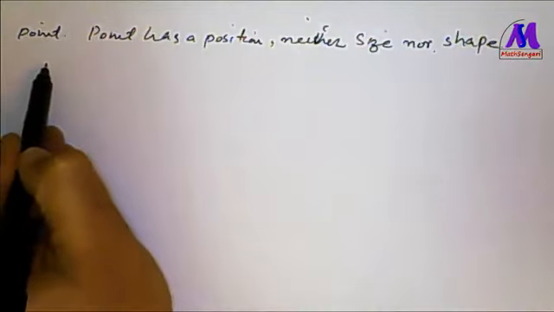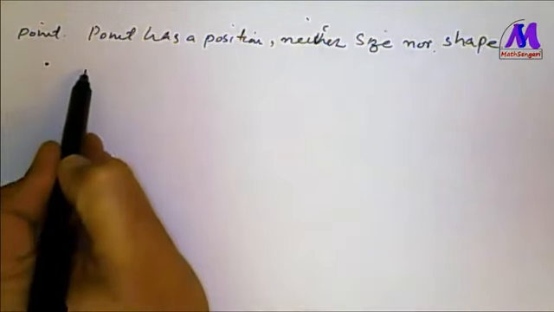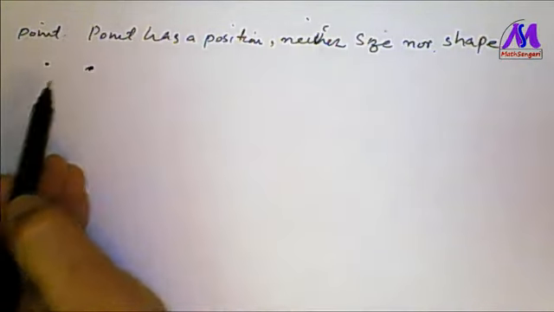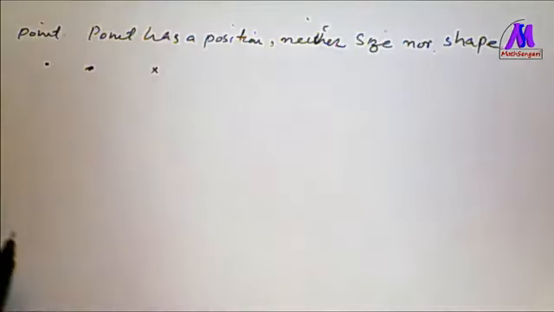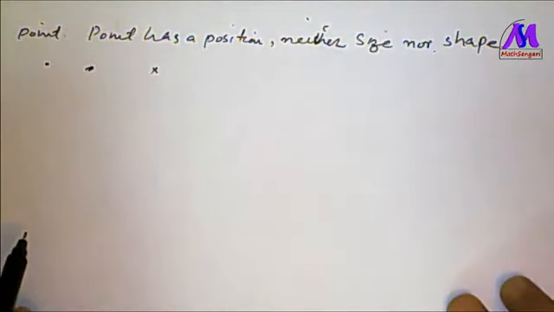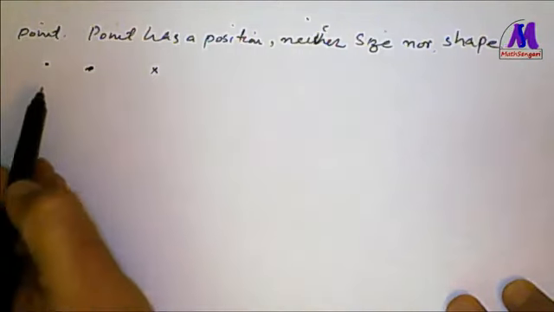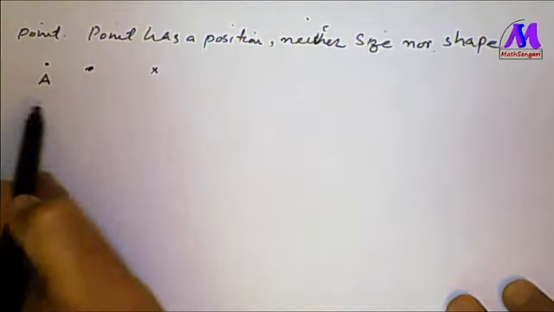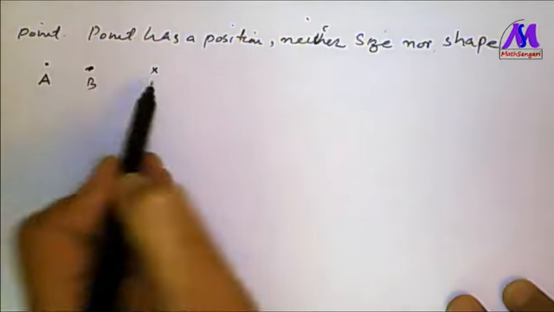For example, a dot, maybe just like this one, maybe just like this one. So these are basically all points. Points have neither size nor shape, and usually we denote them by a capital letter: A, B, C, D, X, Y, Z.